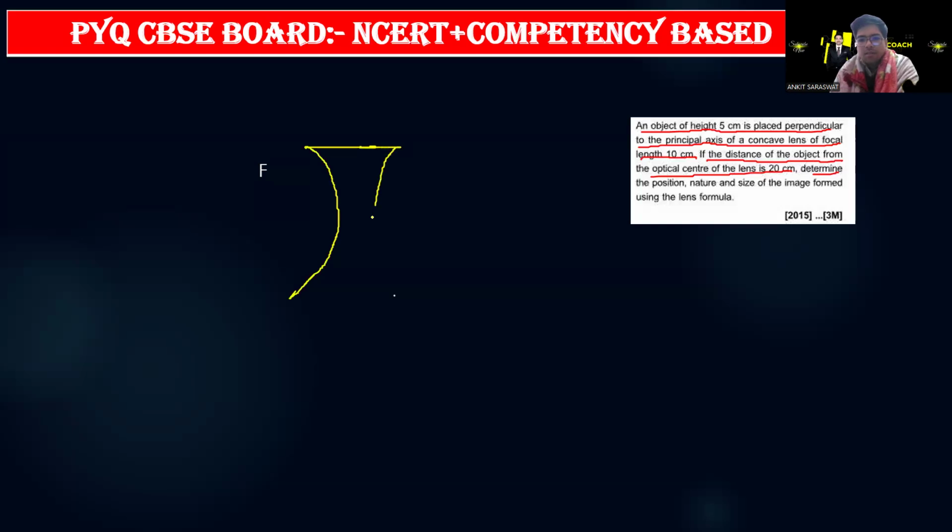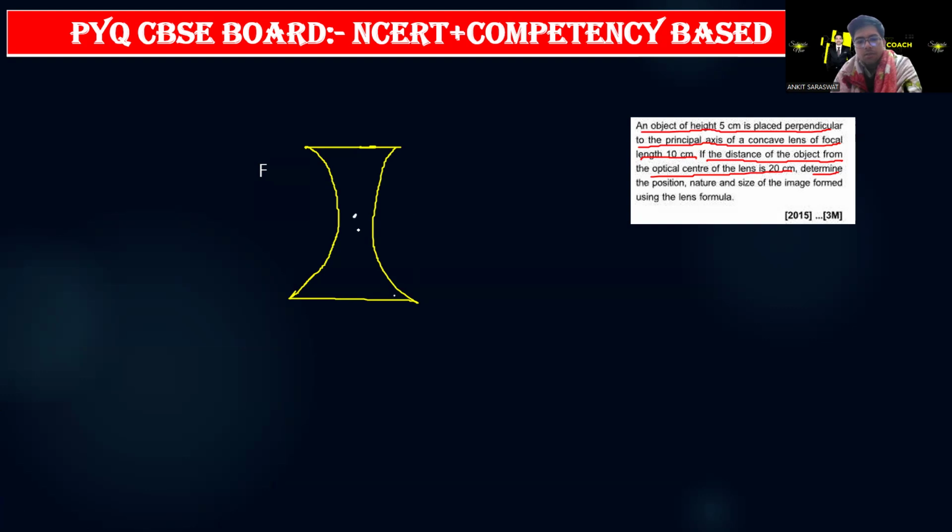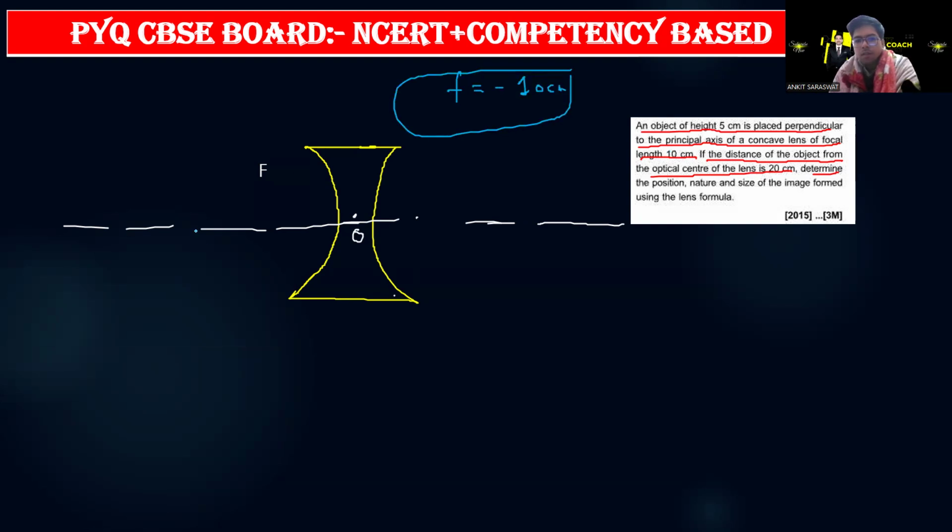So draw the concave lens like this. If you want to draw the principal axis and optical center, you can draw like this. Clear? Now they have mentioned where our object is. Focal length is 10, meaning minus 10. Distance of object from the optical center, object is here. How much is this? 20. Determine the position, nature, and everything, we will take care.